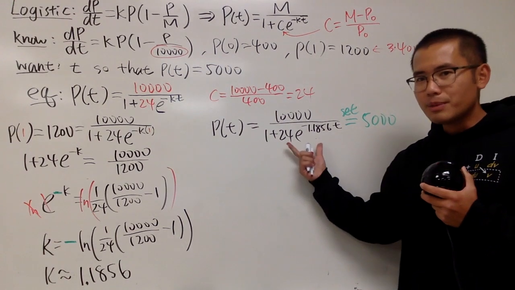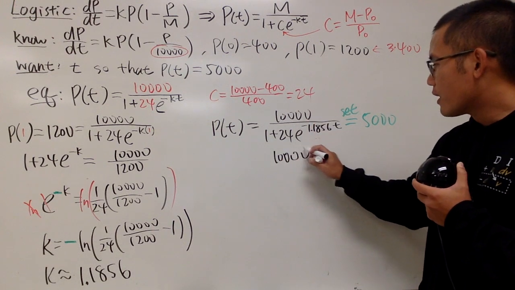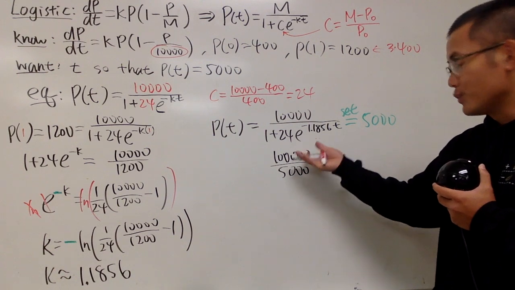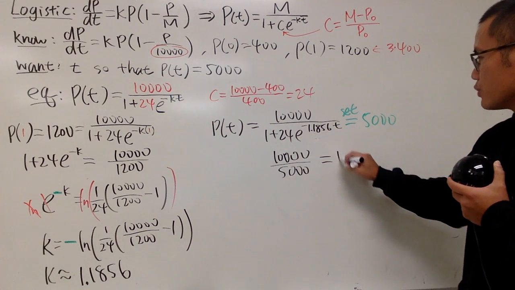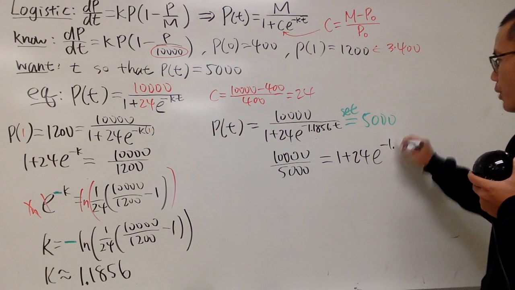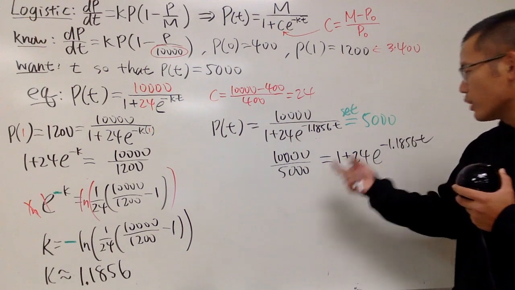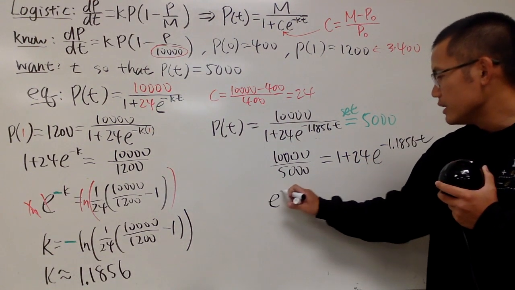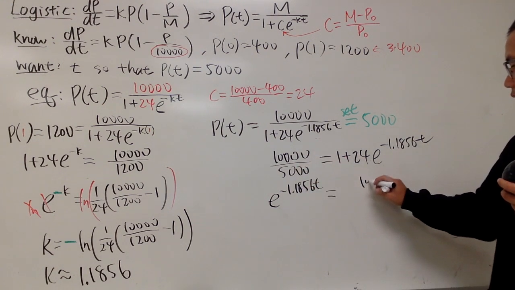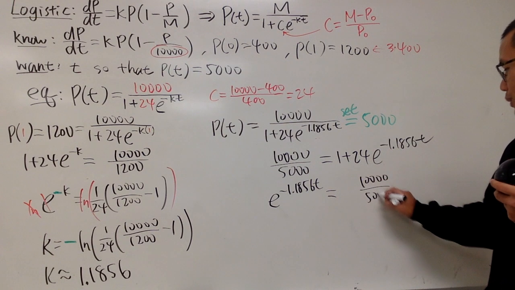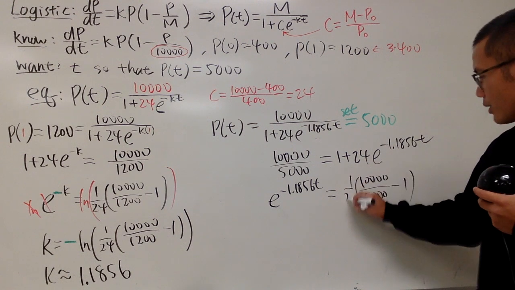And now of course we can just multiply this on both sides and divide this on both sides. So we will have just 10,000 over 5,000, and we know this is 2, but let me just keep it as how it is. And that will be equal to this on the other side, which is 1 plus 24 e to the negative 1.1856t. Now I will minus 1 on both sides and then divide the 24 on both sides. So we get e to the negative 1.1856t being equal to this minus 1. I know this is just 1, but let me just write it down. Why not? Minus 1. And then divide it by the 24. So put this in parentheses and then the 24 like this.